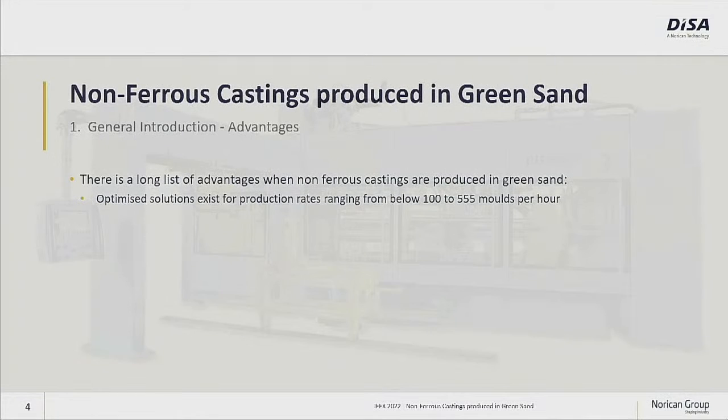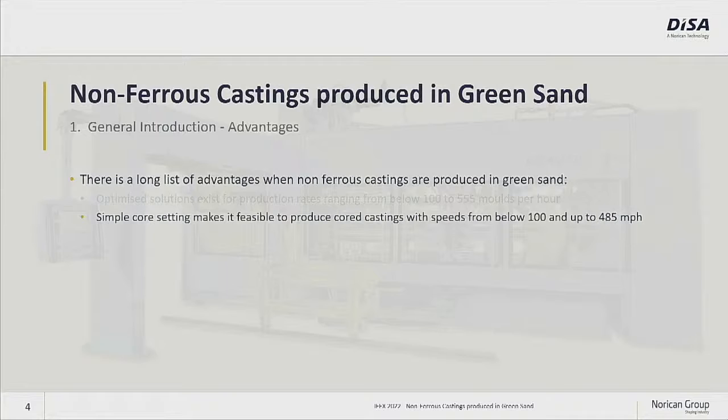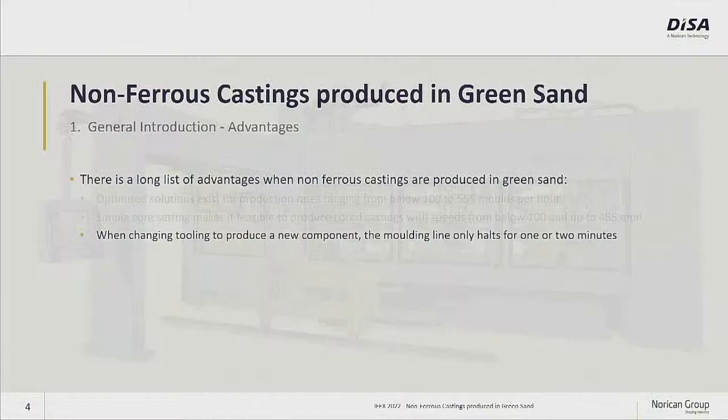So first of all, when we talk about green sand molding, we have this very high efficiency that is hardly found in any other process. Then we have a very simple and efficient core setting that means we can produce castings still at a high rate, even though they are cored. Then we have the chance to change tooling, meaning pattern plates, very fast. When we in the green sand process want to produce another part, we only need 1 or 2 minutes, then we are ready to produce the next casting.